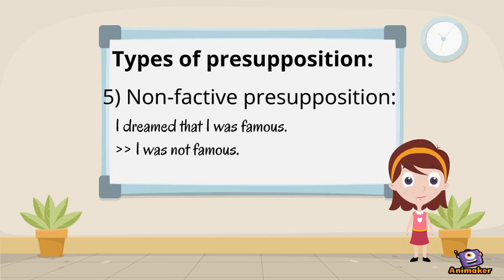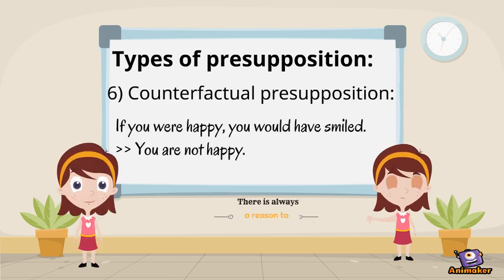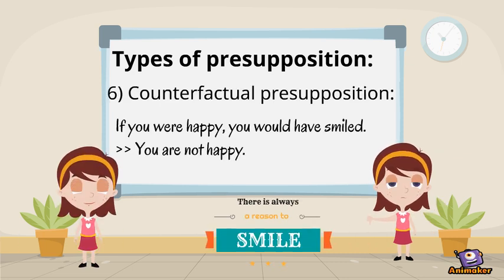The last type of presupposition is called counterfactual presupposition. That means what is presupposed is contrary to facts. For example, if you were happy, you would have smiled. However, at the time of utterance, this is not true. You are not happy. But what about the projection problem?